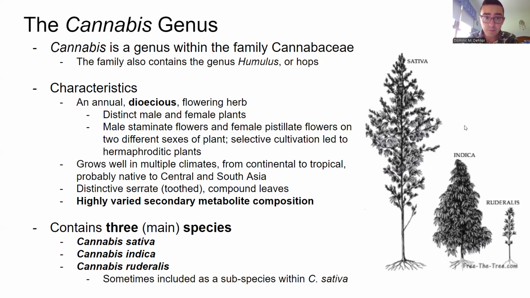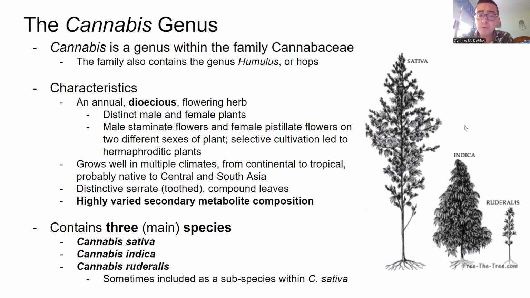However, some of these cannabis species are a bit different and they can have hermaphroditic properties, meaning one plant can have both boy flowers and girl flowers, and therefore they are auto-pollinating and a lot easier to propagate and to make more of. The cannabis plant, of all species pretty much, grows well in multiple climates from continental to tropical, but we know they're probably native to Central and South Asia. So think of the Indian subcontinent, Southeast Asia, China, Vietnam, those areas.